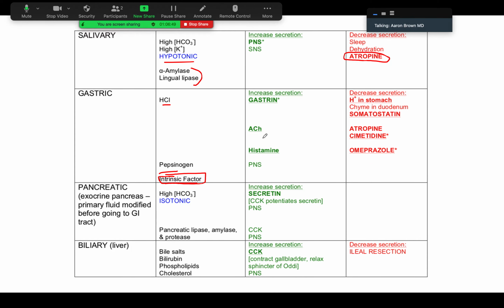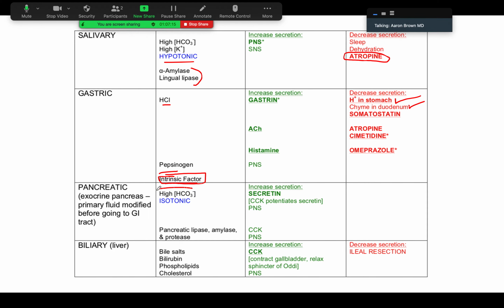Gastrin, ACh coming from our vagus nerve, histamine, parasympathetic nervous system, all increase secretions. Decreasing secretions, if there's already hydrogen in the stomach, there's going to be some negative feedback there. Chyme in the duodenum, so if there's already traffic a little bit further down the highway, that's going to cause some slowdown of the gastric secretions. Somatostatin, atropine, cimetidine, and omeprazole, classic PPI.